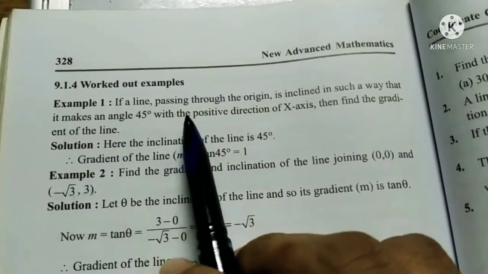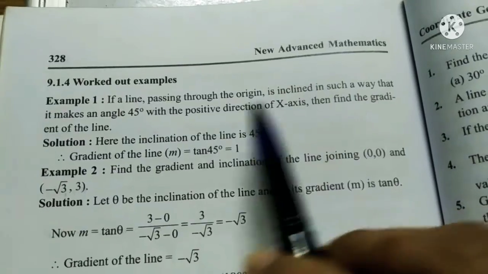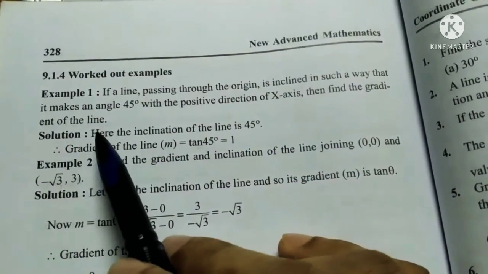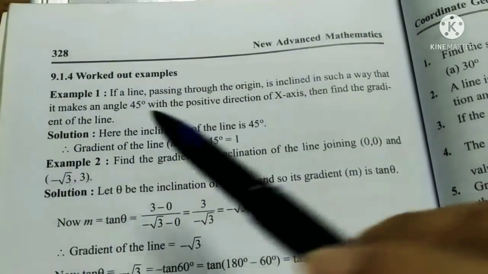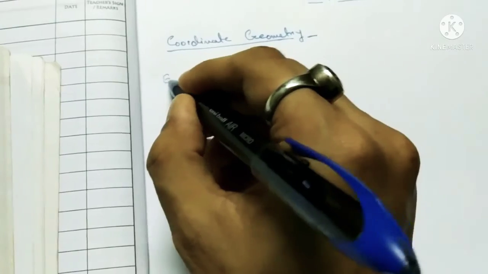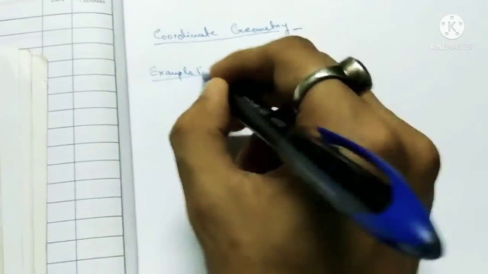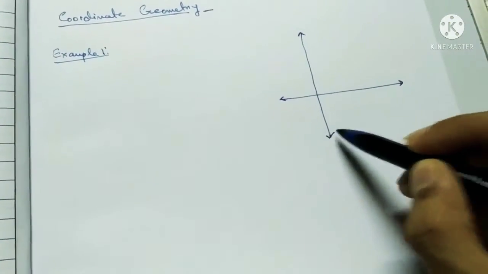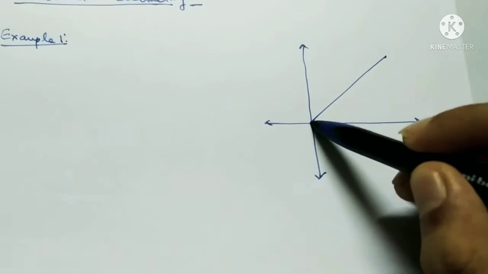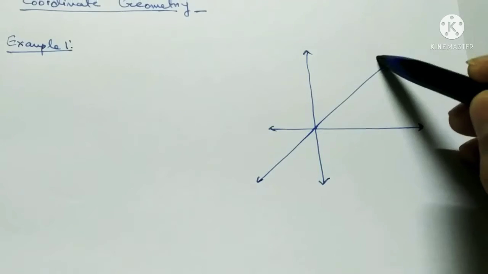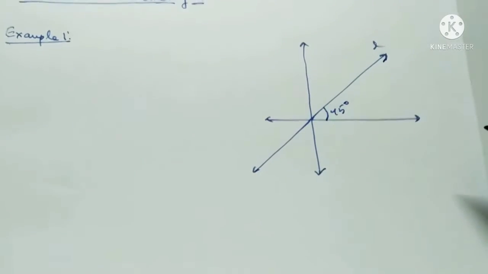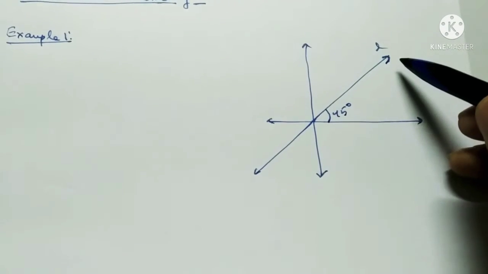Next, example 1. If a line passing through the origin is inclined in such a way that it makes an angle of 45 degrees with the positive direction of the x-axis, then find the gradient of the line. Very easy. This is the x-axis, this is the y-axis, and there is a line L that passes through the origin and makes an angle of 45 degrees with the positive direction of the x-axis. Find the gradient of this line.